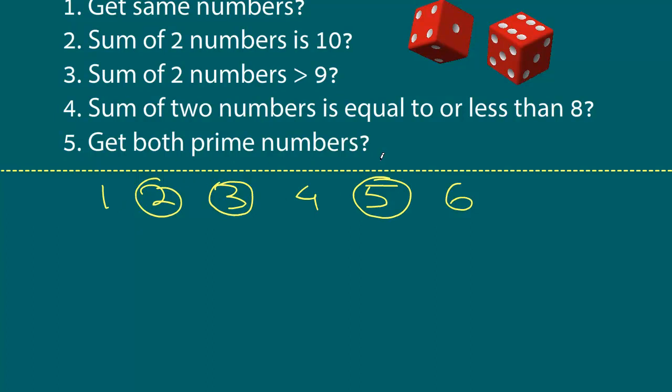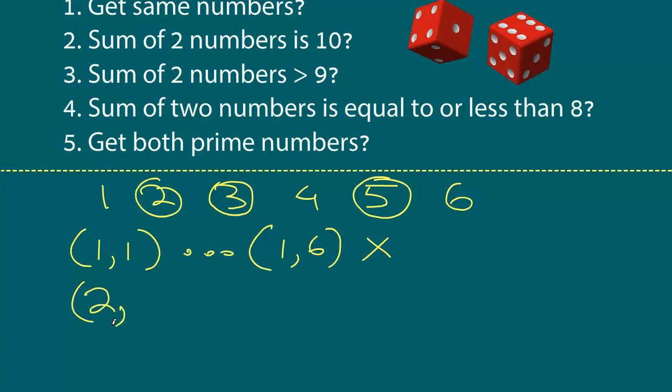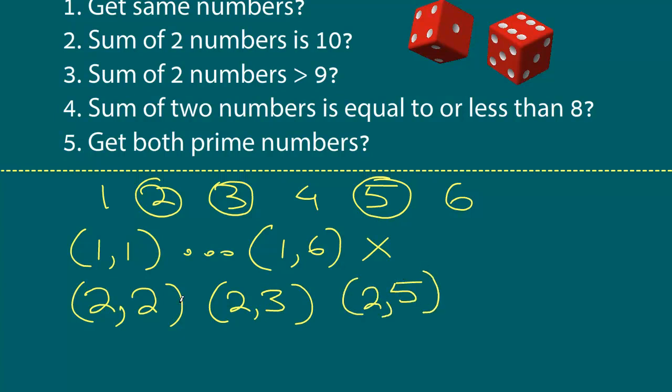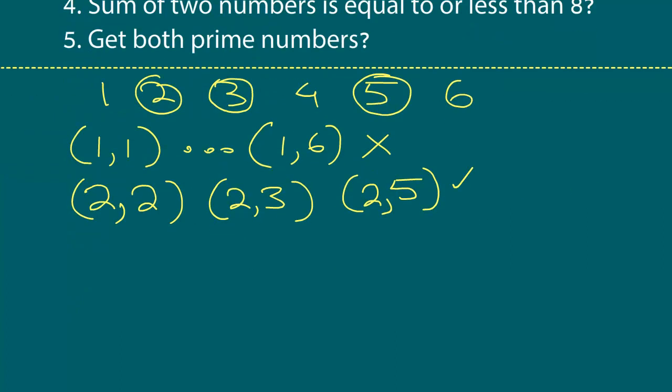So there are a total of 36 outcomes, but when we get both prime numbers, see, when we do 1 through 1,6, obviously one of the numbers is 1, so none of these outcomes are favorable. However, when we start with 2, and when we get 2,2, this is favorable. When we get 2,3, this is favorable. When we get 2,5, this is favorable. So these 3 are favorable outcomes to our event.